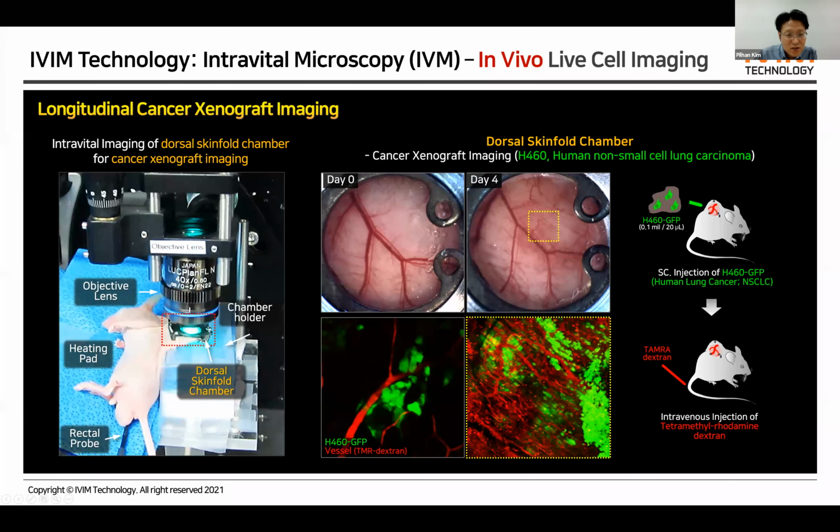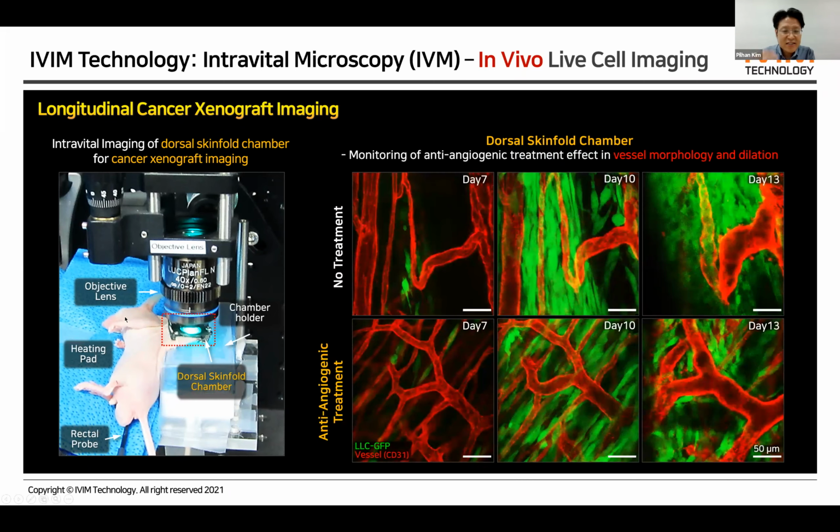In this example, inside the dorsal skin fold chamber, we injected GFP-expressing human non-small cell lung carcinoma cells, H460. So this green is the GFP-expressing tumor cells. In this setting, we can image these cancer cells together with the microenvironment in the subcutaneous tissue in vivo. And since we implanted this imaging window, we can image the same animal repeatedly, and easily find the same location at multiple time points.